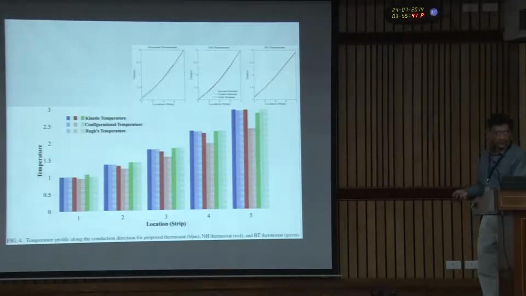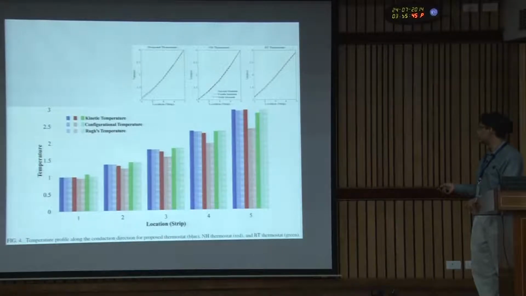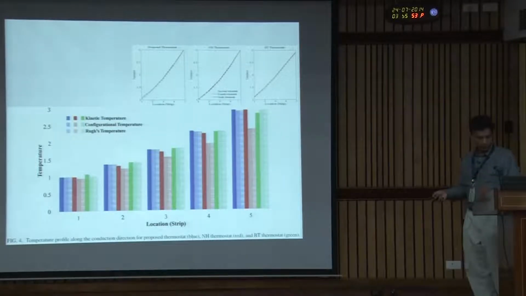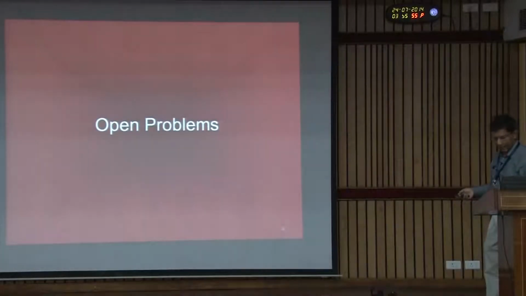And as proof that local thermal equilibrium is satisfied at each of these strips, we made sure that the temperatures coming from the second, the fourth, and the sixth moments of the Gaussian distribution are still all equivalent. So I end my talk with some of the open problems.